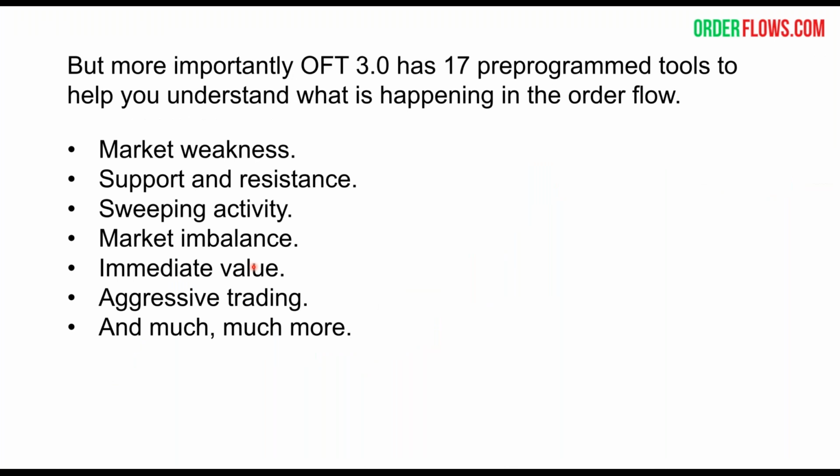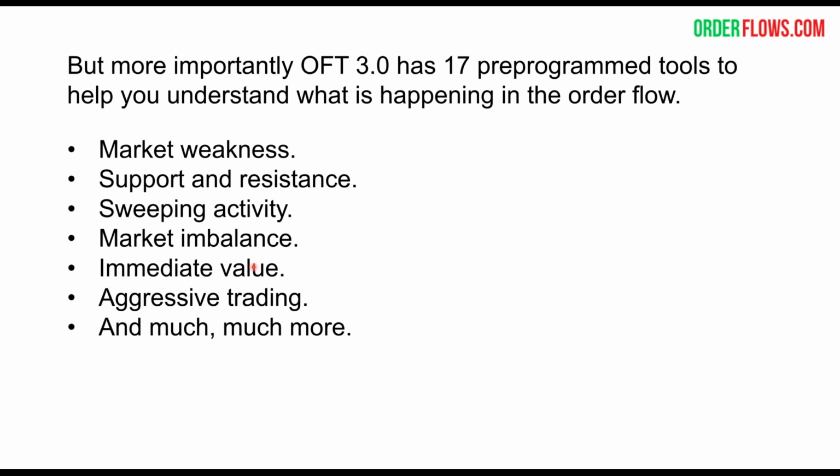Now, Order Flow Traders 3.0 has 17 pre-programmed tools that help you understand what's happening in the order flow. So you can see market weakness, support and resistance, market sweeping activity, market imbalances, where the immediate value is, where the aggressive trading is coming in, and much more. Now you can see all this in a normal order flow chart, right? A normal volume footprint chart. But what the Order Flow Trader does is it highlights those areas to you, okay?